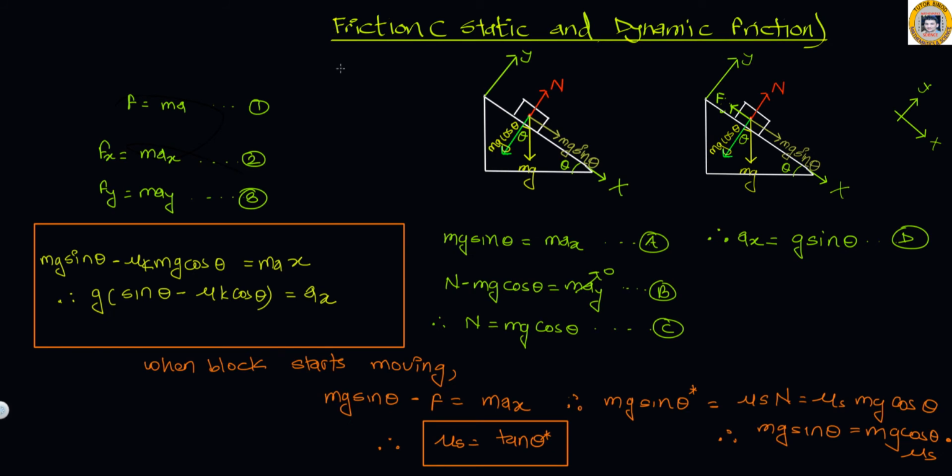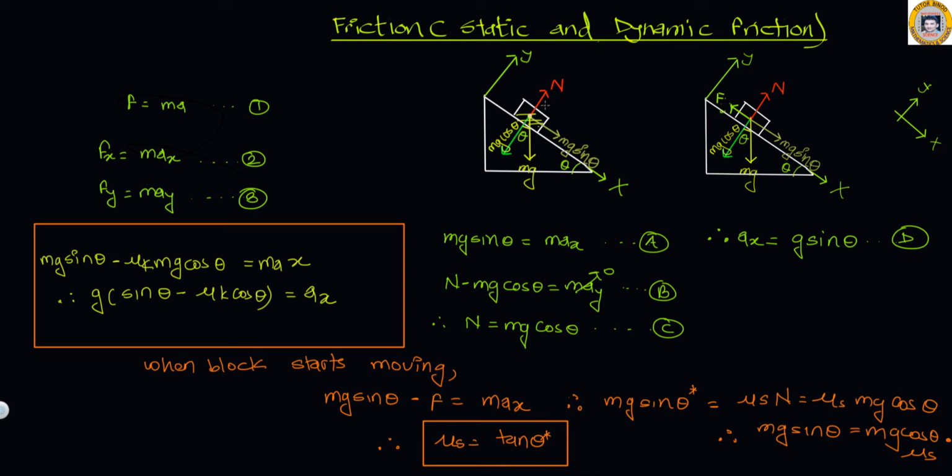Now let us talk about friction on an inclined plane. Suppose the body is at rest as shown in this figure. This is an object. The object is placed at an inclination of theta with the horizontal, so the weight of the body is acting vertically downward, which is equal to mg.